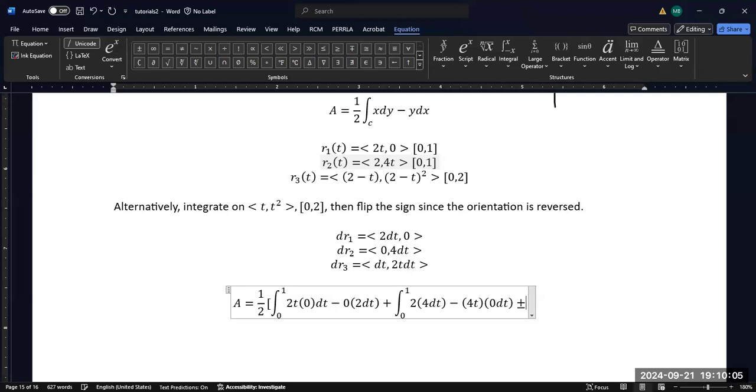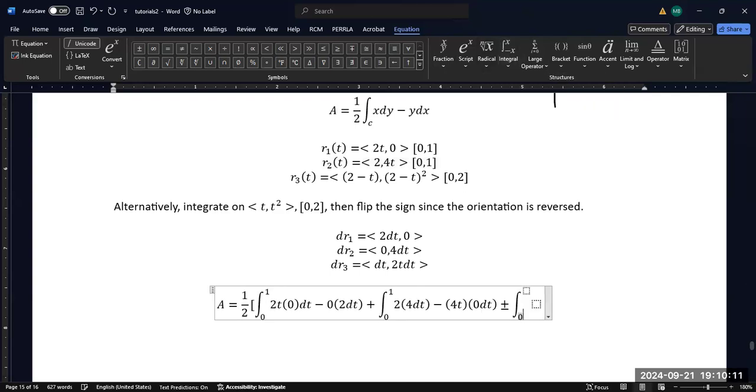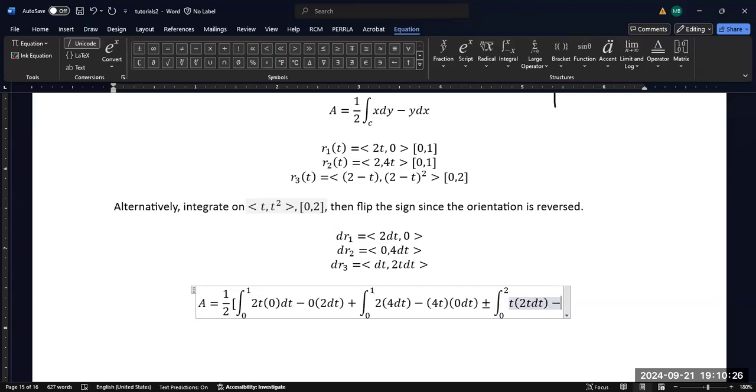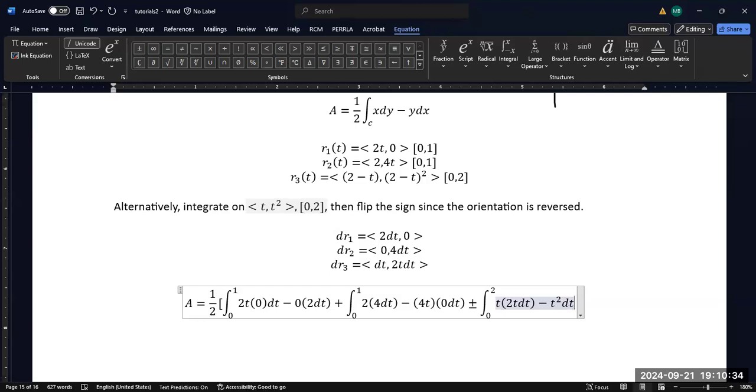And then I'll do this plus minus because we want to check the sign because of our orientation. 0 to 2, and x, again, I'll use the simpler one, x is t, and then 2t dt is dy, minus t squared, and then dt is our dx.